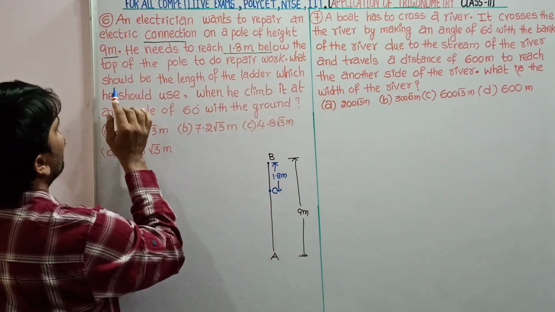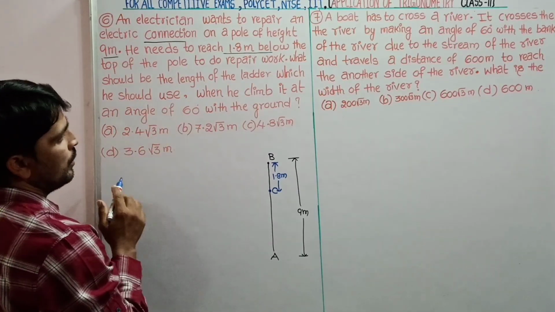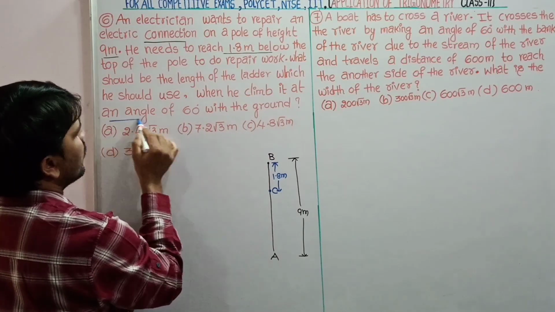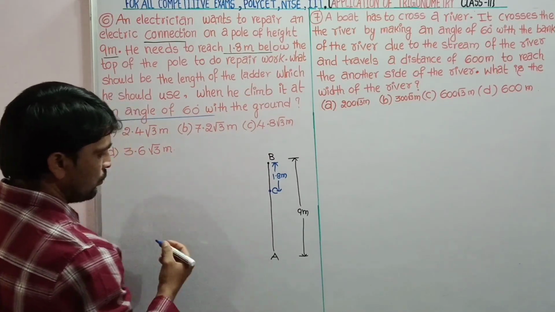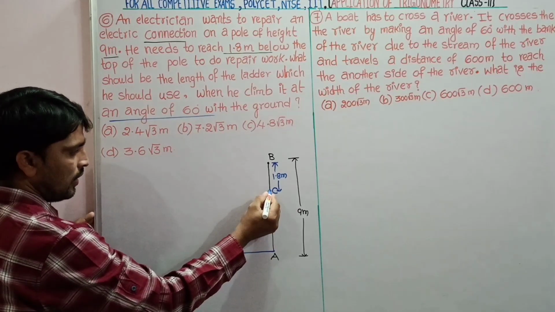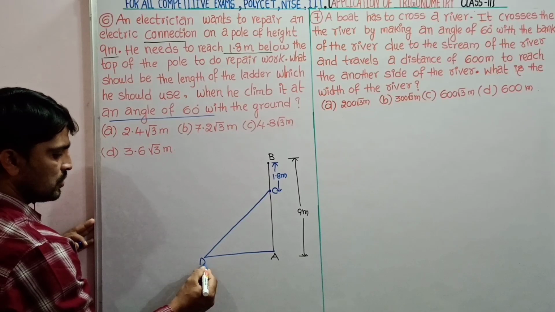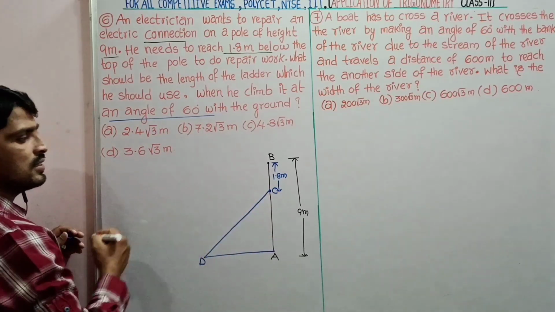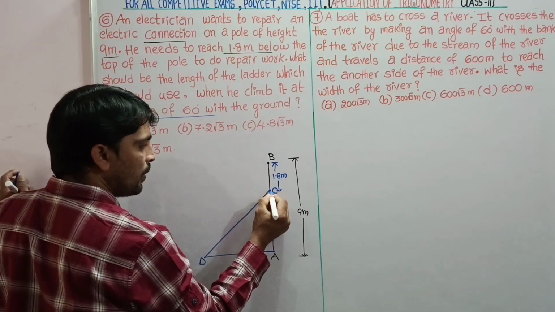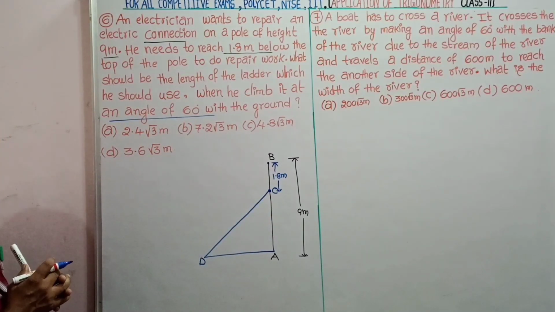To do repair work, what should be the length of the ladder which he should use when he climbs it at an angle of 60 degrees with the ground? So this is the ground, and consider CD is the ladder. CD is the ladder and C is the point where the electrician wants to repair the work.